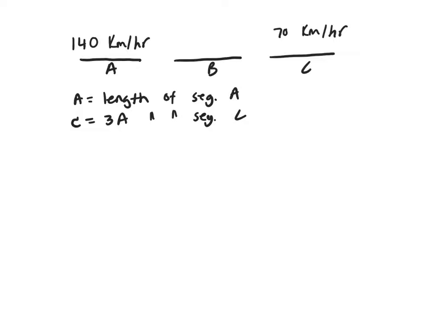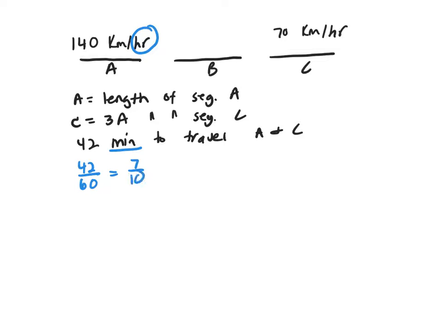They also tell me it's 42 minutes to travel A and C. And I think that's everything that's given. All right, so our units are hours, and this is minutes. So let's change 42 minutes to have a unit of hours, and so that would be 42 over 60. If you reduce that down, you get 7/10. So that's a total time in hours, 7/10 of an hour.